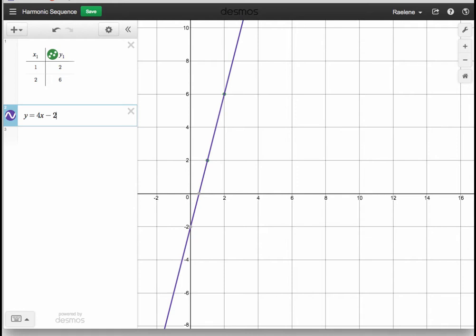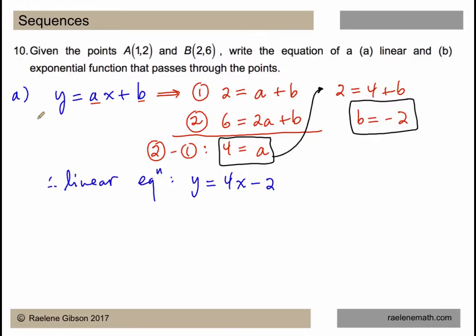Now we also want to come up with an exponential function, but coming up with an exponential function requires us to know the exponential model to start with. So now we're going to start off with y equals a times b to the x plus c, and we notice that we've got 3 parameters, a, b, and c.